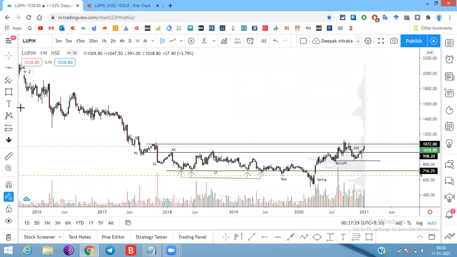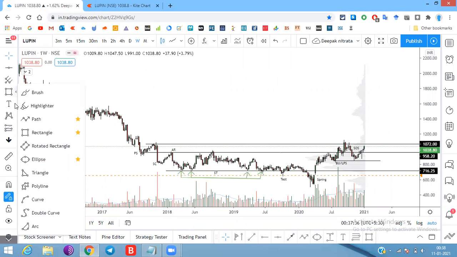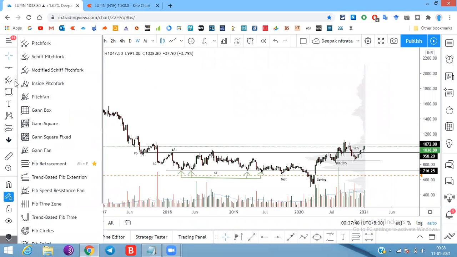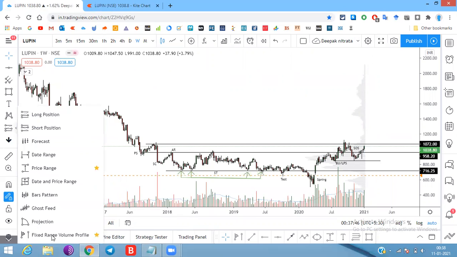I guess I forgot where this drawing tool was. No, it's not here. It's not here. Yes, so this particular drawing tool is right here. So I'll show you how to use it.